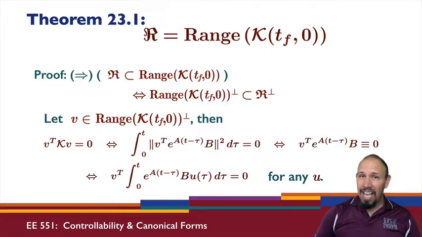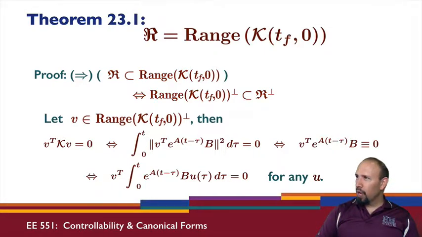Cool. Next, we look at theorem 23.1, which says that R, the reachable space, is the range of the controllability Gramian. So how do we prove that? Basically, these are two sets. And in order to prove that these two are equal, I need to show that this set is contained in that set, and that set is contained in this set. So we want to prove that R is contained in the range of the controllability Gramian.